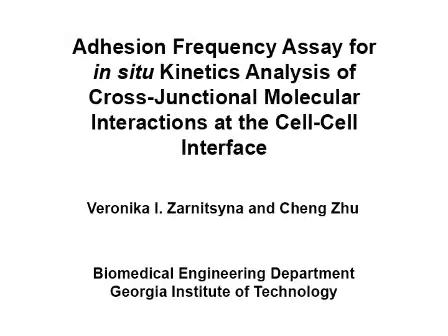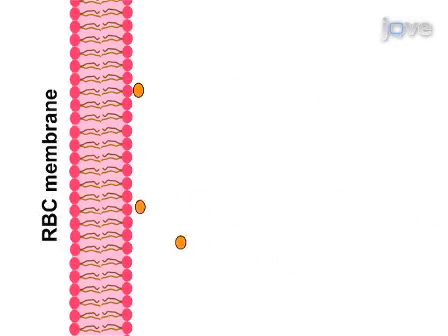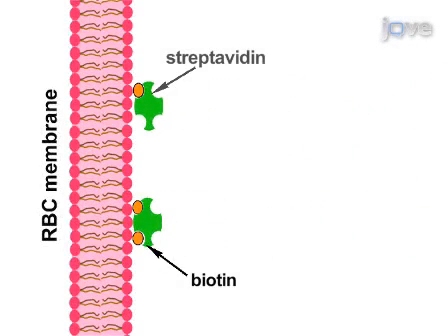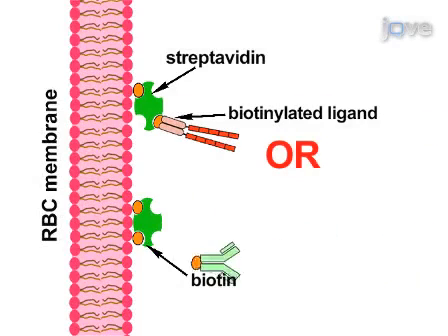The overall goal of the following experiment is to measure receptor-ligand interaction kinetics when both molecules are anchored on the surfaces of the interacting cells. This is achieved by first functionalizing the red blood cells, which are the adhesion sensors, with ligands, and preparing receptor-bearing cells.